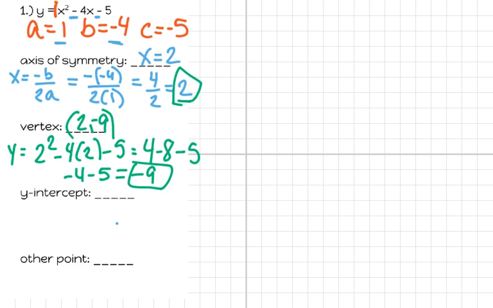Again, we said that the y-intercept is just the c value. So if you look at the equation, the c value we said is negative 5, so my intercept is at 0, negative 5. Before I choose my other point, I just want to graph these three things first.